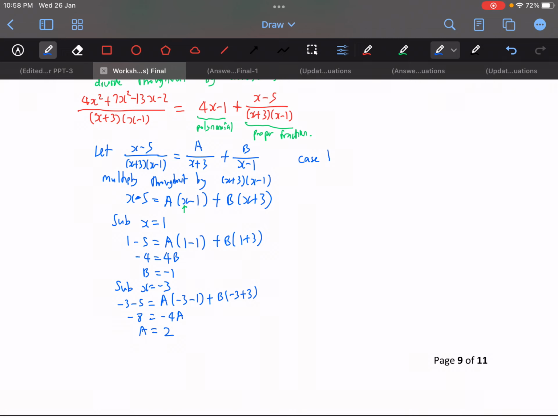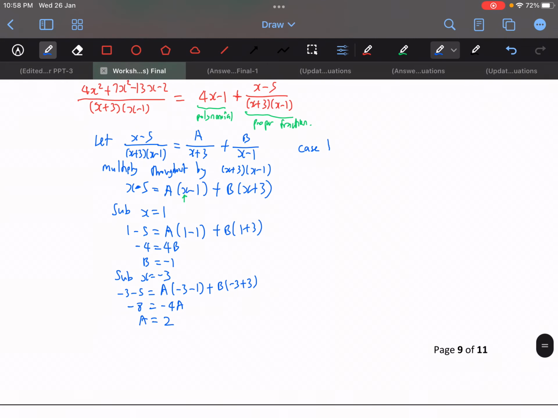Now we have everything already. It's just a matter of putting everything together. So we know x minus 5 over x plus 3, x minus 1 is going to be equal to 2 over x plus 3 minus 1 over x minus 1.